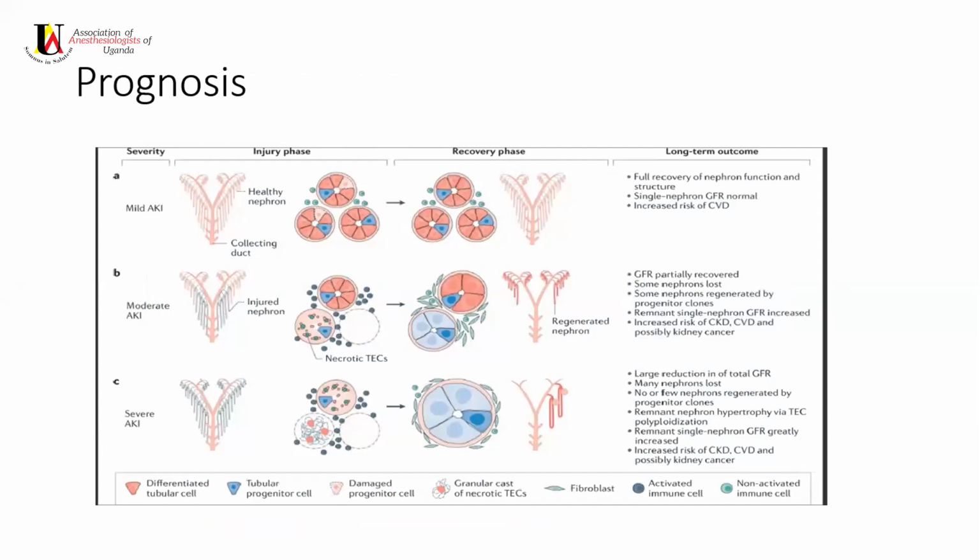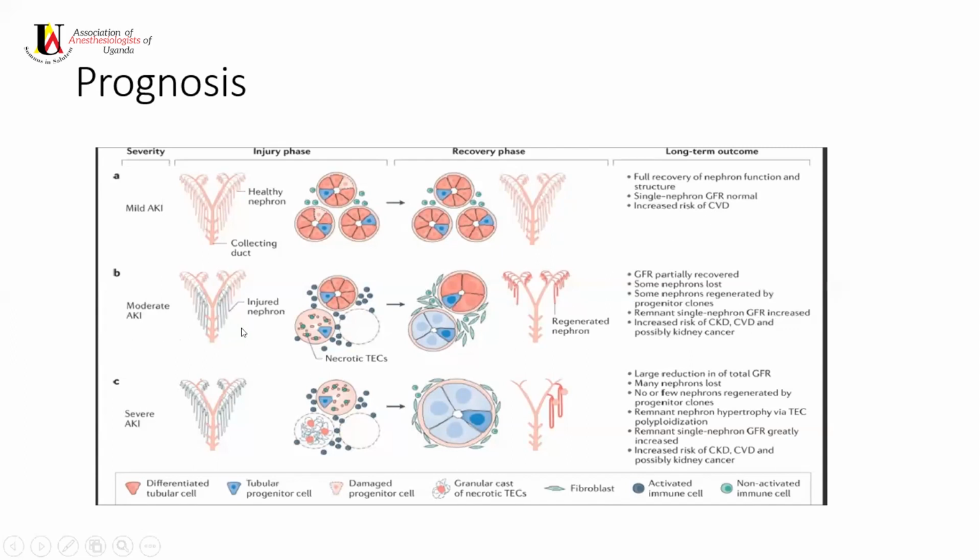So this is a schematic just to show us the flow of the kidneys from severity of the AKI, the injury, and the recovery phase. As you see in mild AKI, we had healthy nephrons, numerous in number, and in the recovery process, most of them are still intact. So in the long-term outcome, there's full recovery of nephron function and structure. You have a single nephron GFR which is normal, and an increased risk of... I've forgotten that in full. I'll go back to that later.